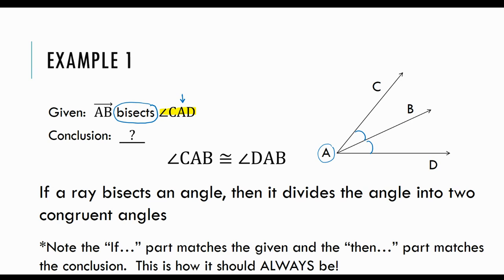So like I just stated, I want us to note the if part always matches with the given. It is a broad description of the given. The then, what comes after the then, matches the conclusion. So once again, it was a broad description of the conclusion. This is always going to be the case. If you reverse it, you did not do it correctly. So the given goes with the if, the then is the conclusion.